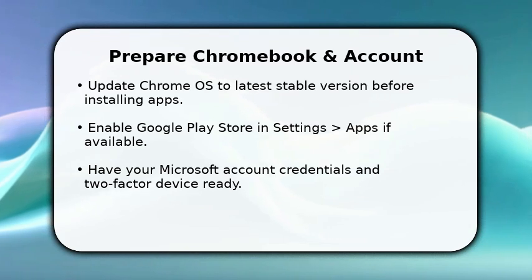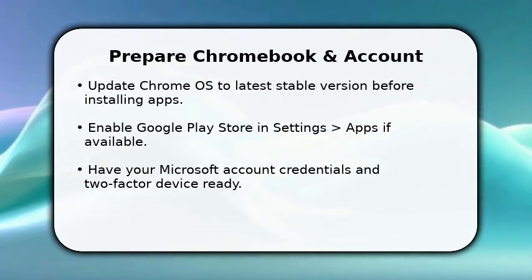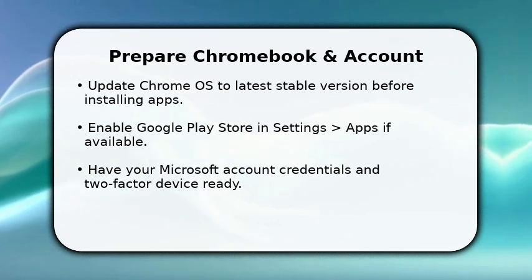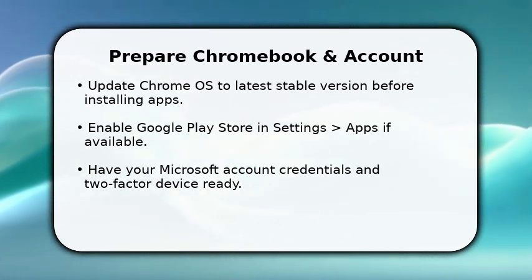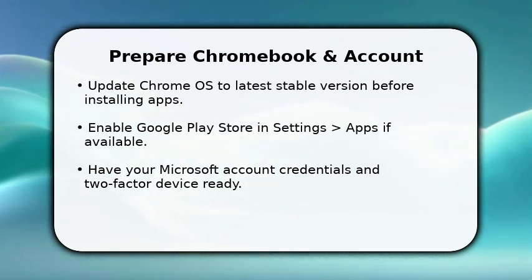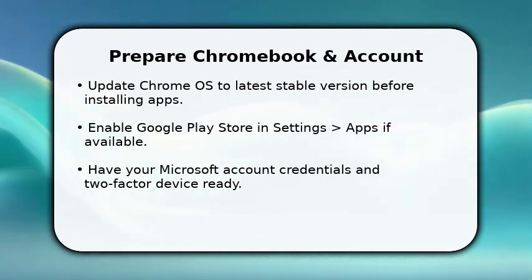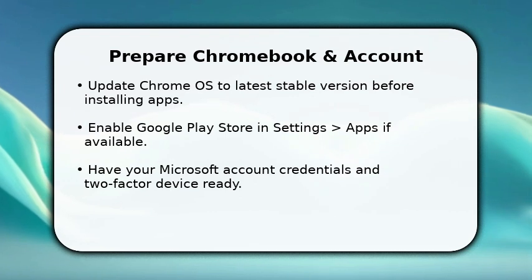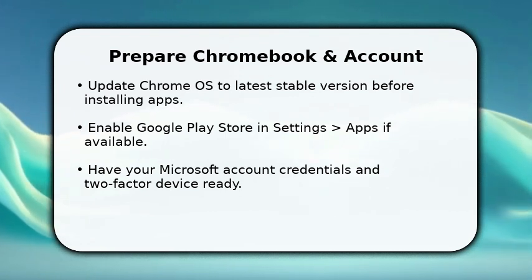Update Chrome OS and turn on the Google Play Store so Android apps can run. Once done, make sure you know your Microsoft account email and password and have two-factor ready because Outlook will ask. If your device lacks Play Store, prepare to use the Outlook web app as a progressive web app instead. Don't waste time on unrelated setup. Complete updates and account prep now so installation proceeds without permission or sync interruptions.